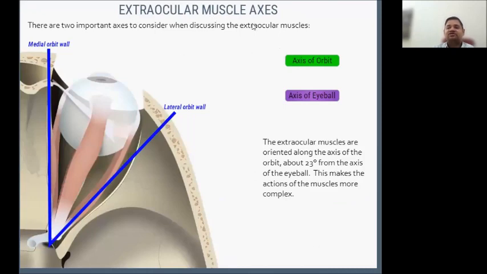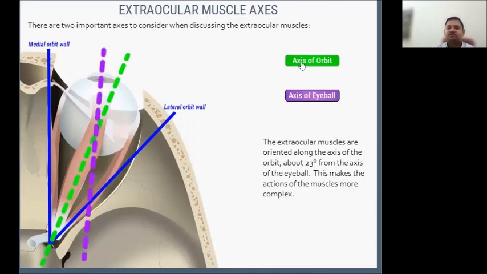Next comes the extraocular muscle axes. There are two important axes: the axis of orbit and the axis of eyeball. Axis of orbit, you see, is passing here. The extraocular muscles are oriented along the axis of orbit, about 23 degrees from the axis of the eyeball. This makes the action of muscles more complex.